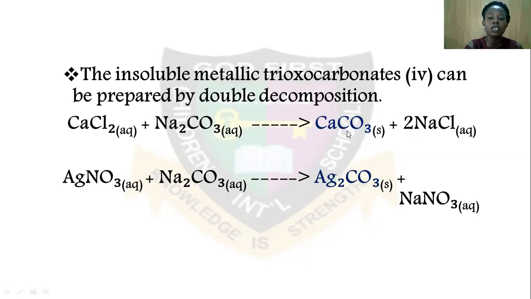So you have your calcium carbonate. Another example, you have silver nitrate reacting with sodium carbonate. So this carbonate ion will replace the nitrate ion to give you silver carbonate, and then you have this other salt. So these are methods used in preparing carbonates.